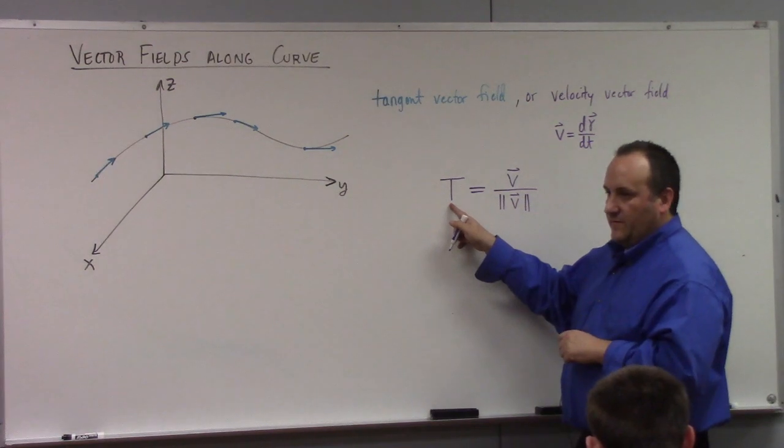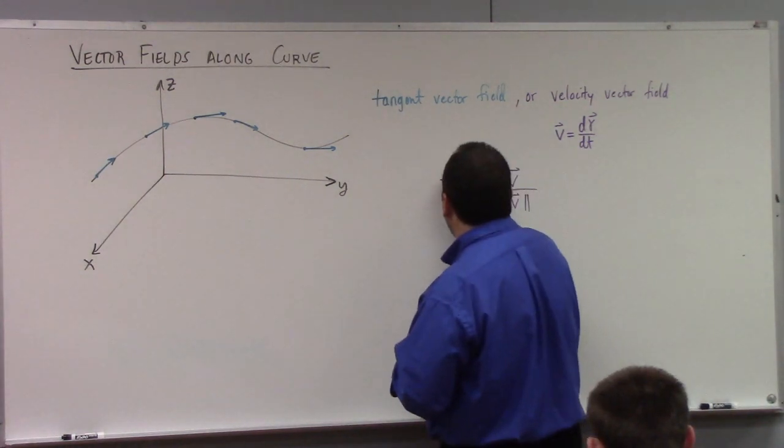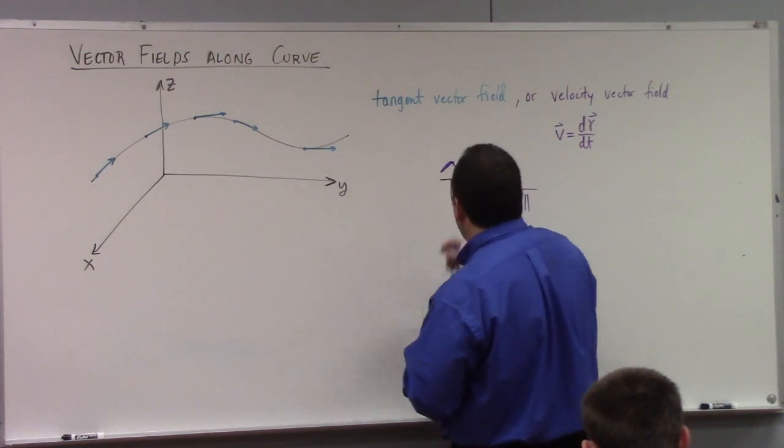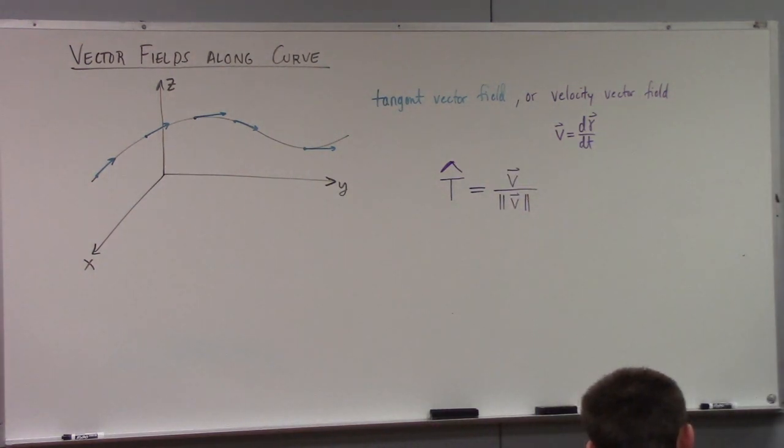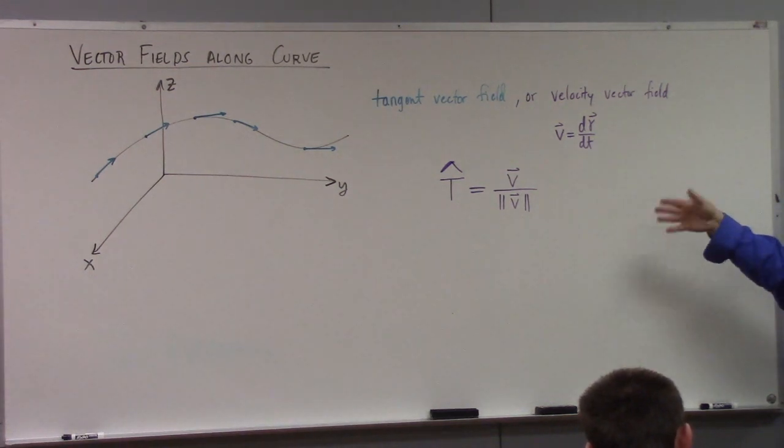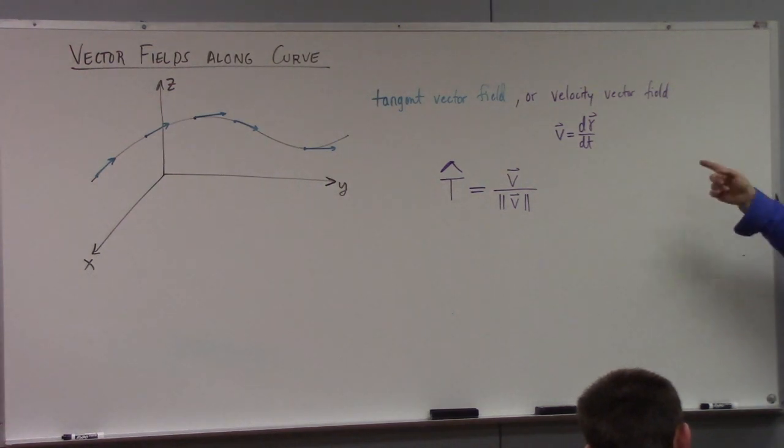You can write a vector over it. If you want, I could write a hat over it because it is a unit vector. This is going to be defined for the curve assuming what? Division by 0 would be troublesome, but we don't have to worry about that because the speed is non-zero. So this is the unit tangent vector, and I've drawn that.